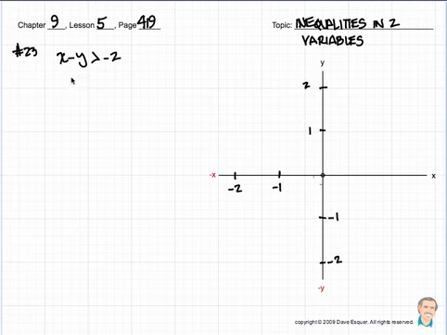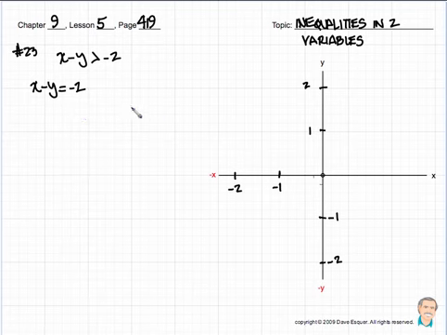Number 23, x minus y is greater than negative 2. Let's make that a little bit easier to work with. X minus y is equal to negative 2, and then we're going to test for 0, 0 and see what we can do with that. Remember, we always want to test for 0, 0 and see what we can work out.